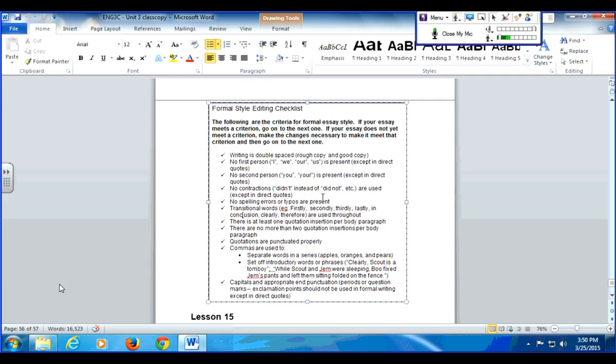You have at least one quote in each body paragraph, but no more than two. The quotes are punctuated properly, and you have proper commas, and capitals, appropriate punctuation, periods, question marks are there. There should be no exclamation marks unless you're in direct quotes, in which case anything goes in a direct quote. Contractions, spelling mistakes, as long as they're there and from the original source itself. Anything in a quotation mark, you can have anything go as long as it's in the quotation mark because you're copying it directly from the source.